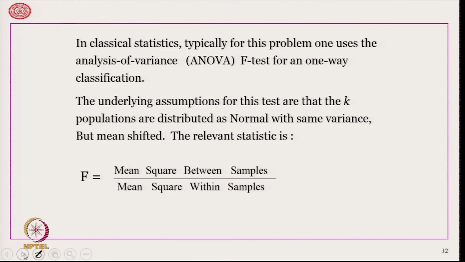In classical statistics, typically for this problem one uses the analysis of variance F test for one way classification. The underlying assumption for this test is that the k populations are distributed as normal. As you all know, under the parametric setup we assume normality with the same variance, but shifted mean, and the relevant statistic for them is the F statistic, which is the mean square between the samples divided by the mean square within the samples. What does it mean?